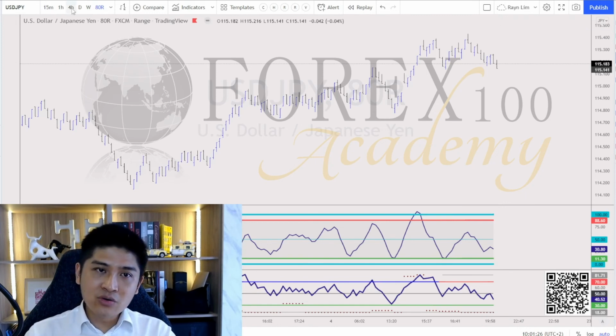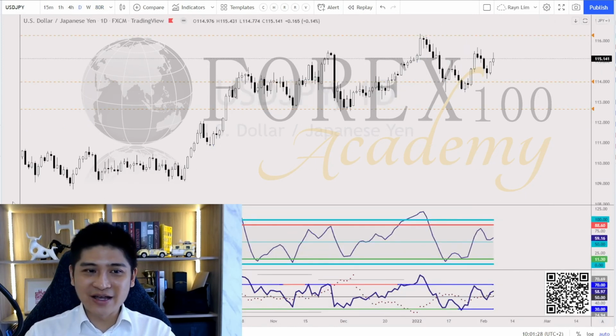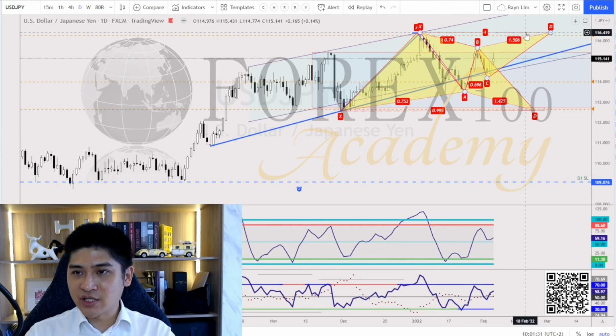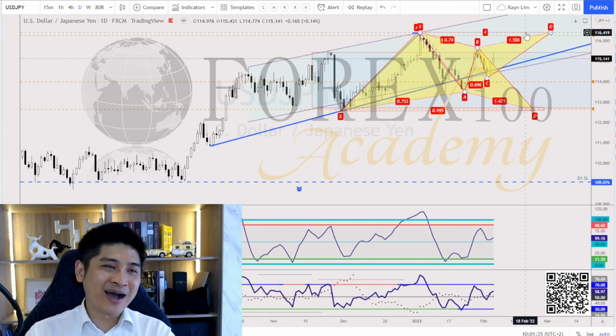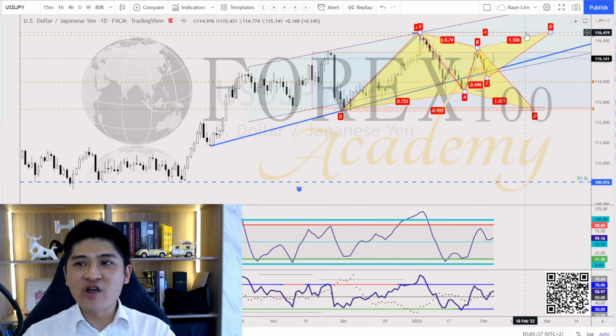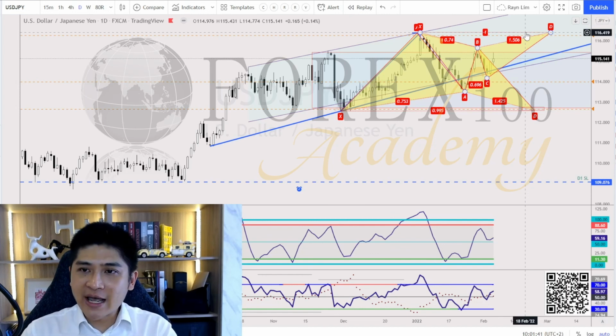If I were you, I would go for the highest possible, which is this deep Gartley pattern 116.41 at X. It will bring me 100 over pips of profits. Great returns, amazing returns.